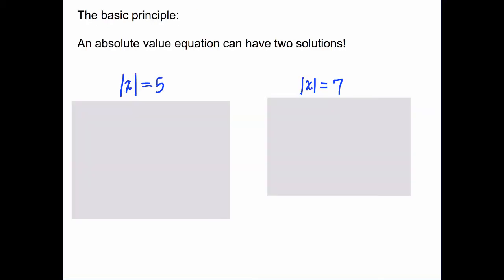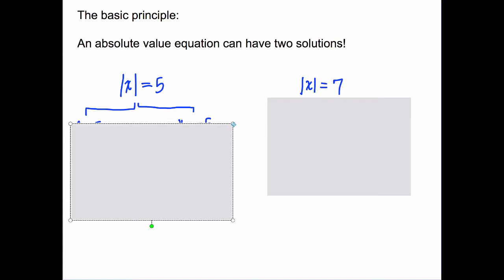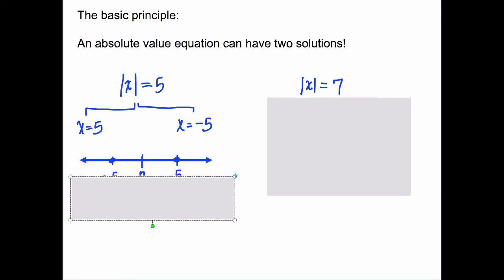So let's get started. We'll take a very simple equation. The absolute value of x equals 5. Now, we can split that into two possibilities. If we take the absolute value of 5, that will give you 5. Or if we take the absolute value of -5, that will also give you 5. So we have two solutions. x could be 5 or x could be -5.